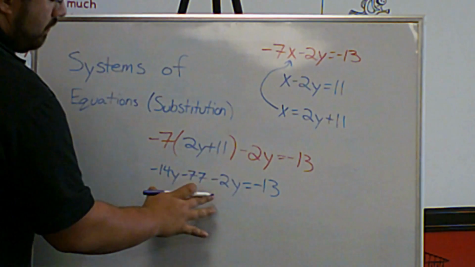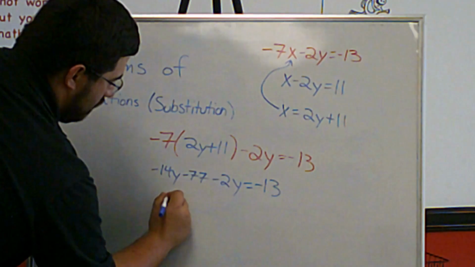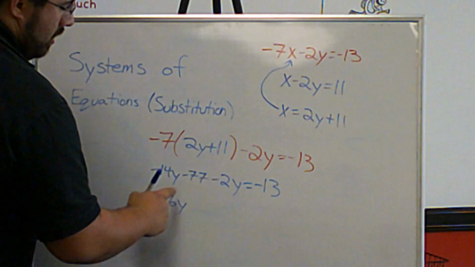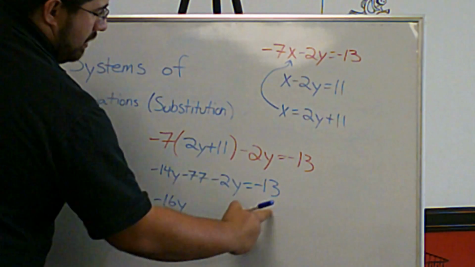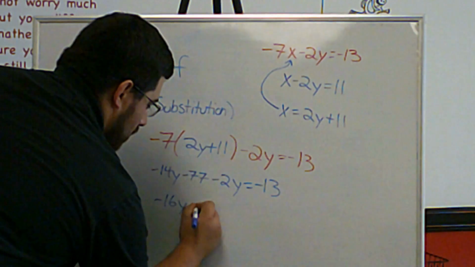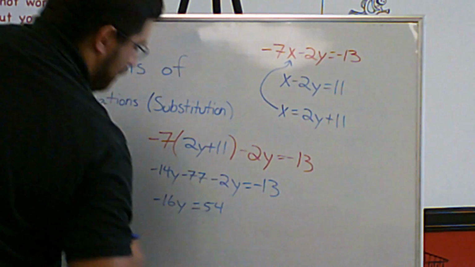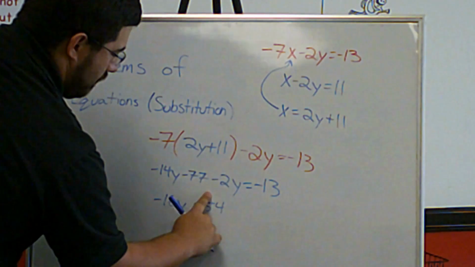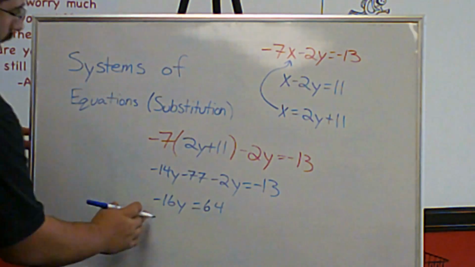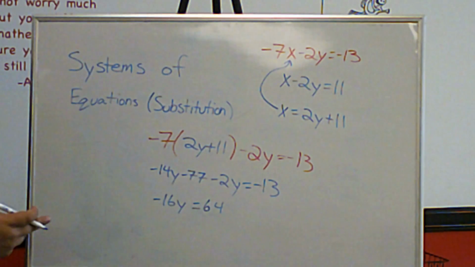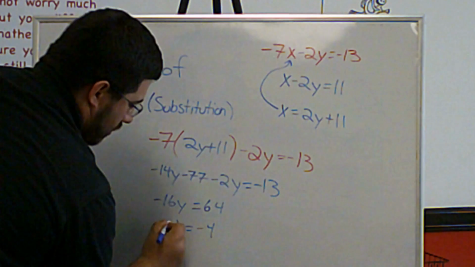We're going to go ahead and simplify this by combining like terms. So negative 14y minus 2y is negative 16y. Minus 77, go ahead and just move that to this side, so it'll be plus 77. And that will be 64. Right? 64, I'm sorry, 64. And from here, we go ahead and just divide by negative 16 on both sides. So y equals negative 4.